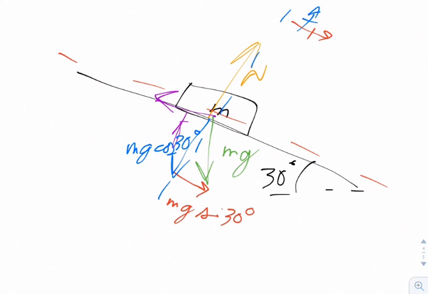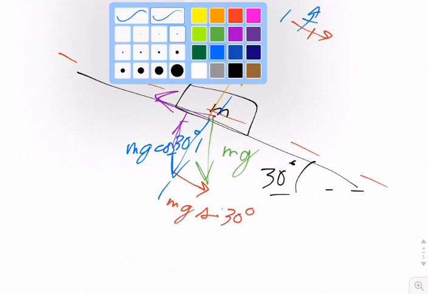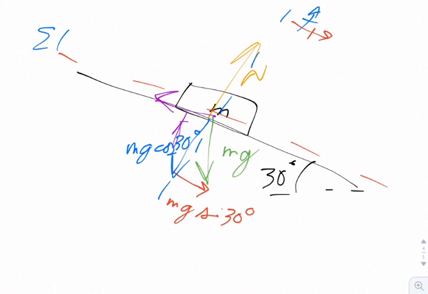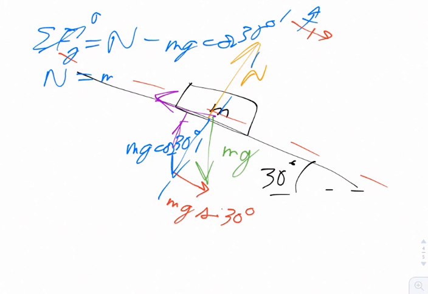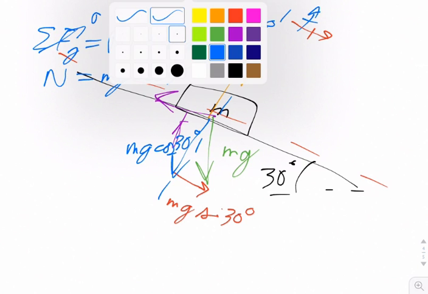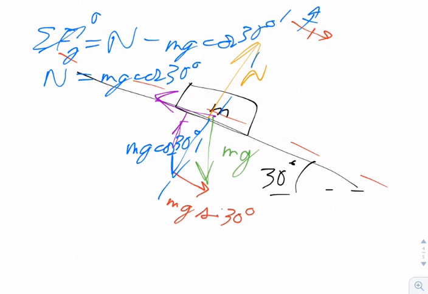Let's do Fnet in the y direction first. Fnet in the y direction equals, I've assigned up as positive, so it's the normal minus mg cosine of 30 degrees. All the motion is along the horizontal axis, and so therefore the acceleration in the y direction is 0. And that tells me then N equals mg times cosine of 30 degrees. Now, last time we did this, we didn't need that, but as you saw from the experiment, the friction force, which we have now, depends on normal, and so we needed to do that step.